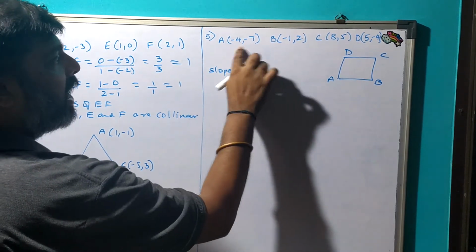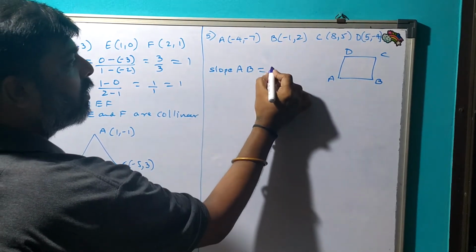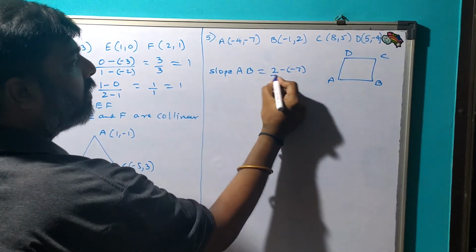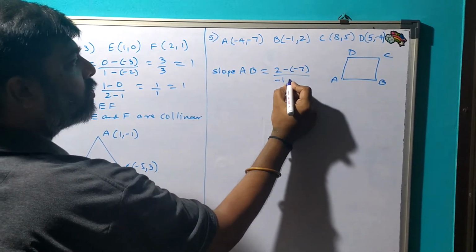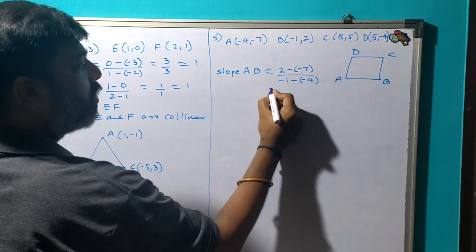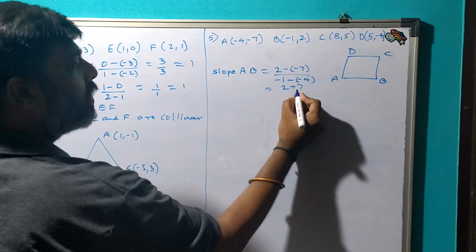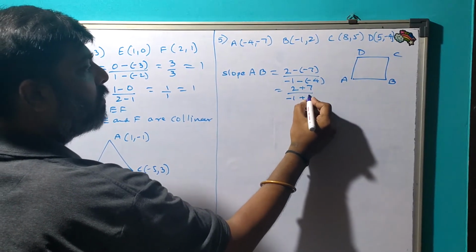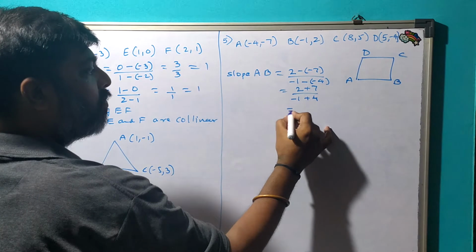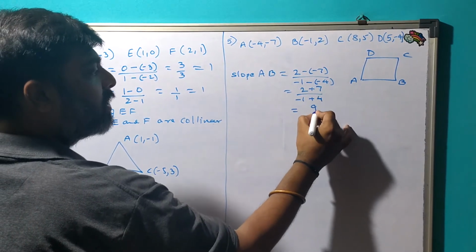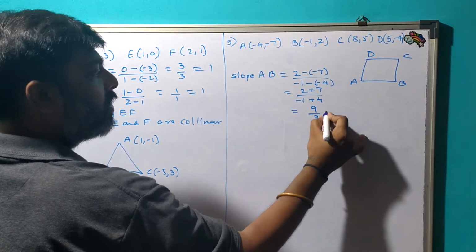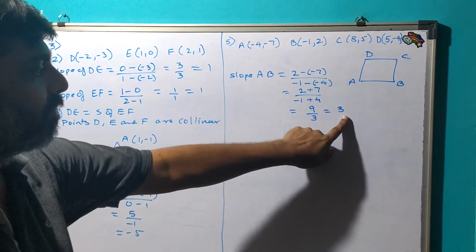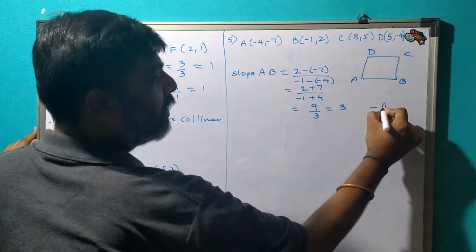AB. AB will become how much? 2 minus minus 7 upon minus 1 minus minus 4. I will get this as 2 plus 7 upon minus 1 plus 4. The whole value will become 7 plus 2 is 9. 4 minus 1 I will get 3. Answer will become 3, 3 3s are 9. So slope of AB is 3. Make this statement as 1.